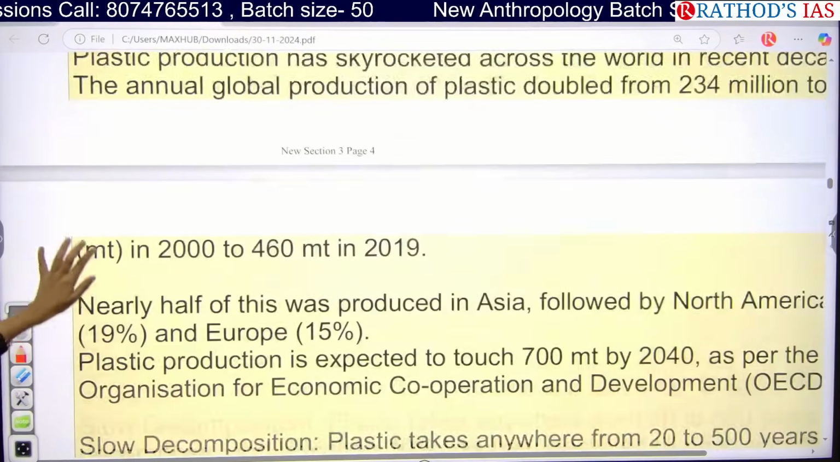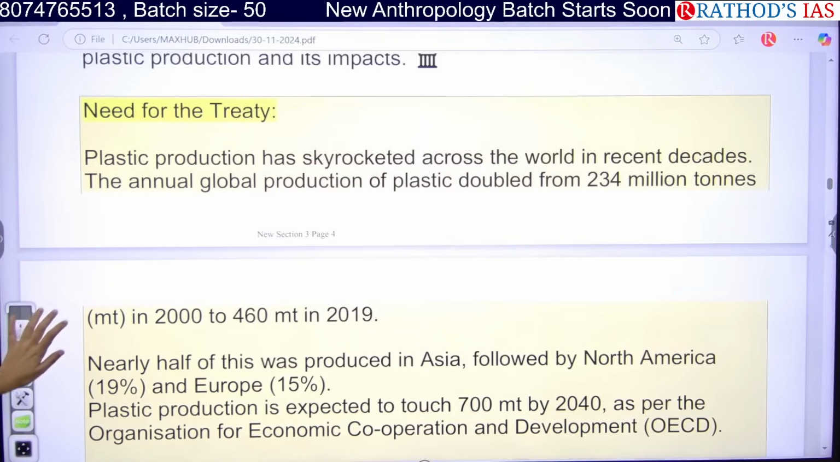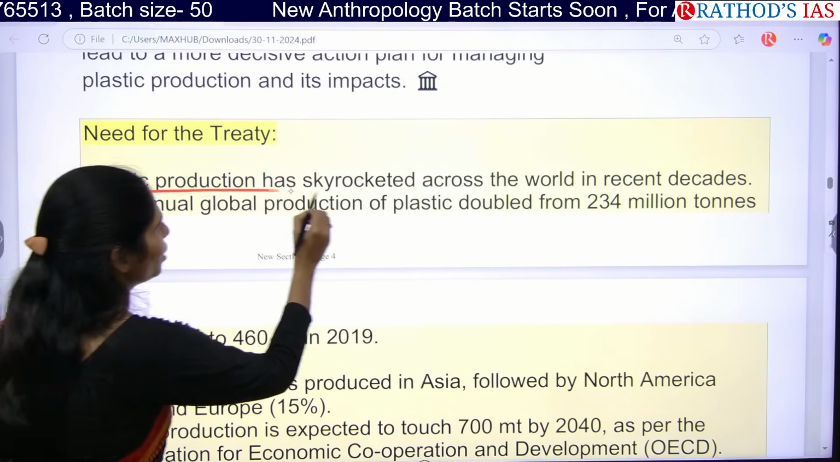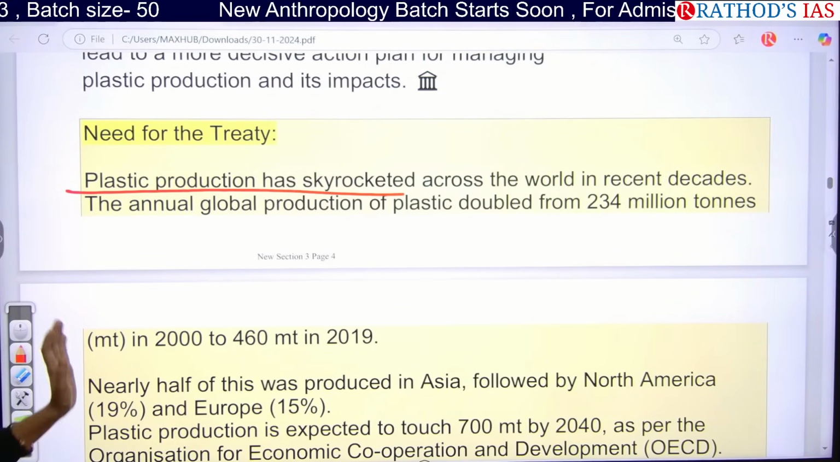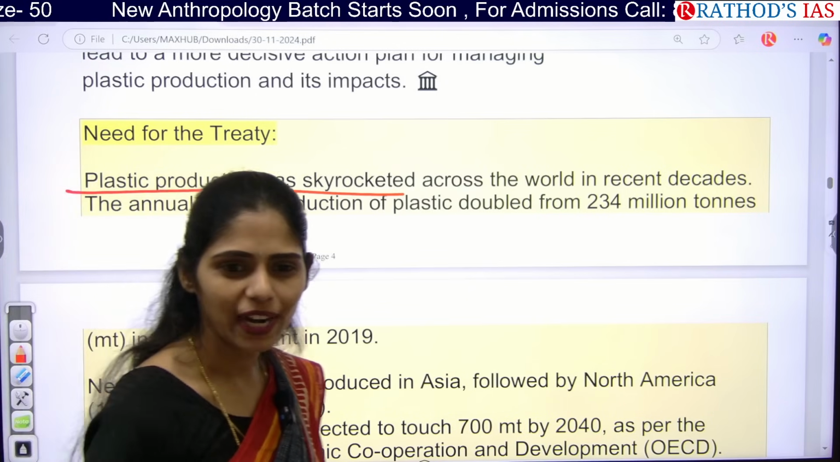So that is the thing. And what is the need for this treaty? If you see the data, you will be shocked. Plastic production has skyrocketed across the world in recent decades. If you see annually, every year, how much plastic is produced?